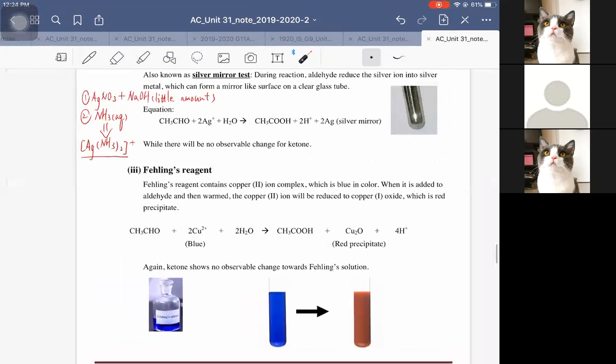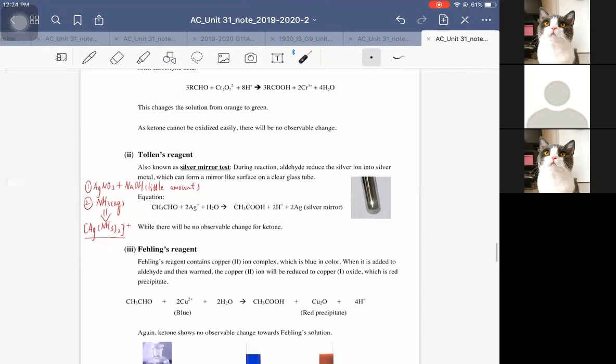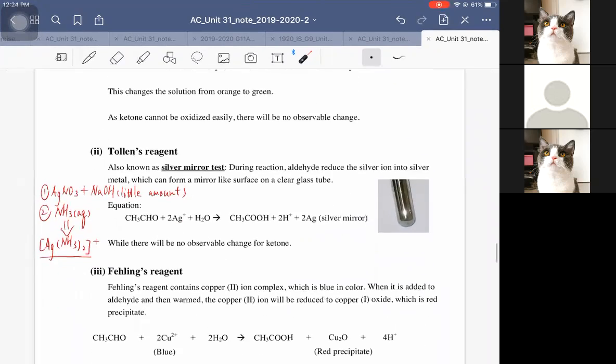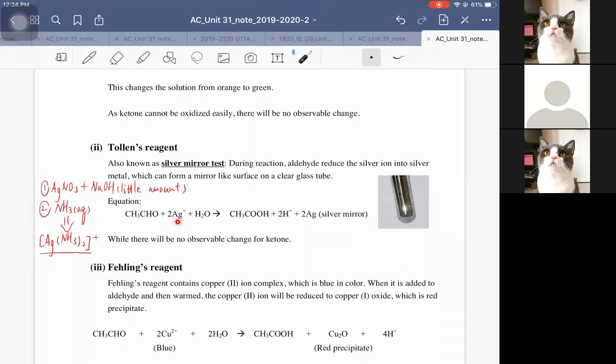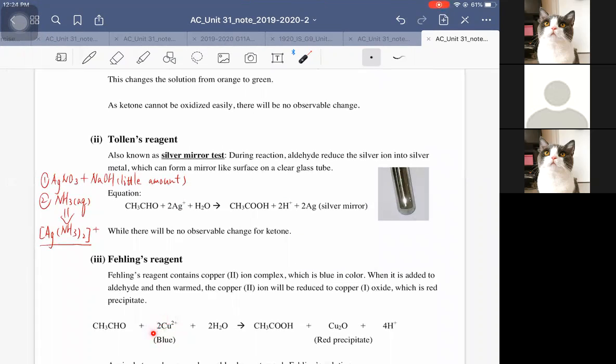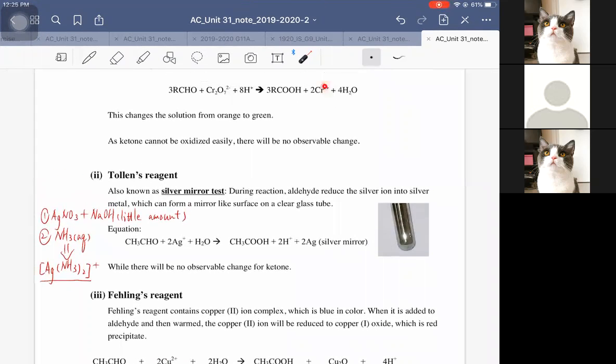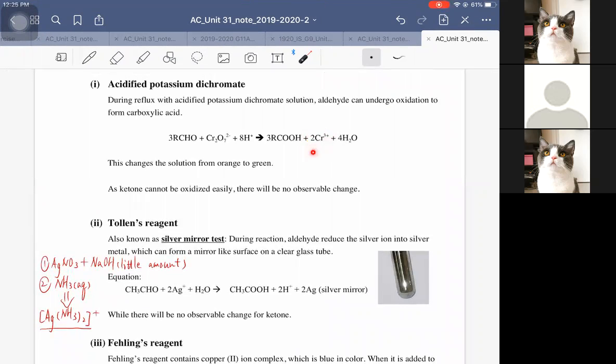So for this part, what you're going to be asked to reproduce is that you need to be able to recall the structure of the aldehyde. So you need to draw the structure of the aldehyde given in the question. And then you need to remember the active substance in that reagent. Right? For example, it's silver ion for Tollens reagent and copper 2 for Fehling's reagent. Okay, and then you need to work out the product. Yeah, so the carboxylic acid, and then for the first, acidified potassium dichromate, it will be chromium 3.